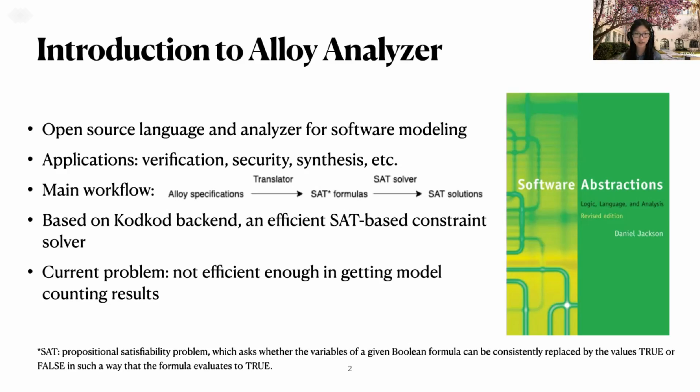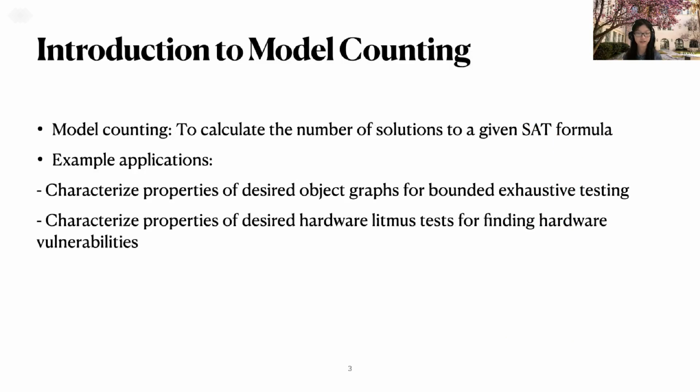One problem that the current version of Alloy has is that it's not efficient enough in getting the model counting result. What is model counting? Model counting is to calculate the number of solutions to a given formula. Sometimes users only need to know this number, but don't need to know what each solution actually is. It has many applications, for example, to characterize properties of desired object graphs for bounded exhaustive testing, or to characterize properties of desired hardware litmus tests for finding hardware vulnerabilities. In original Alloy, to get this number, we need to enumerate all the possible solutions and count them, which will take a big amount of time.